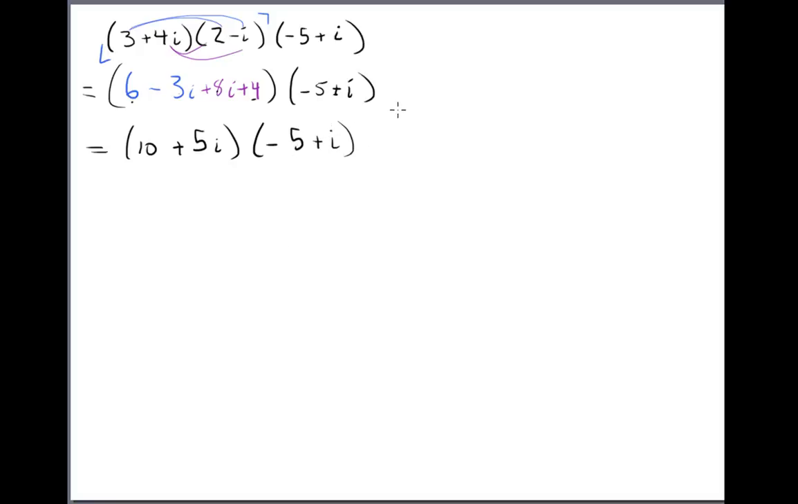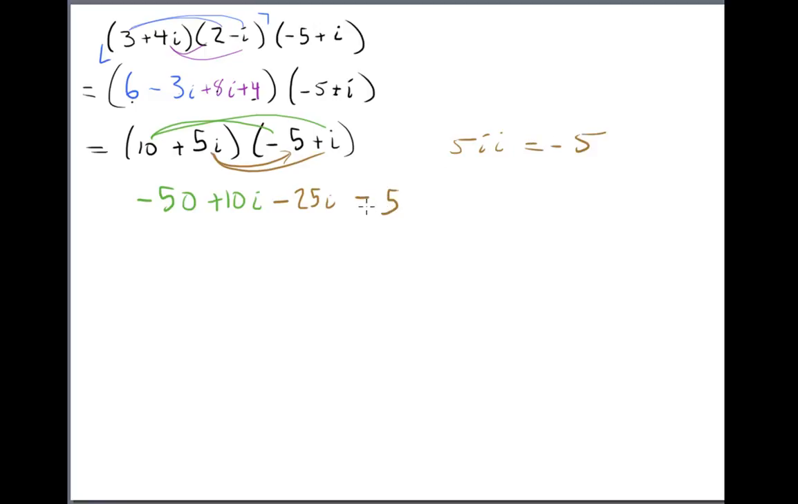And now we're just going to multiply. We're going to expand again. So 10 times a negative 5 is negative 50. 10 times i is plus 10i. Then we'll go ahead and have 5i times a negative 5, so minus 25i. And then 5i times i, 5i squared, is a negative 5.